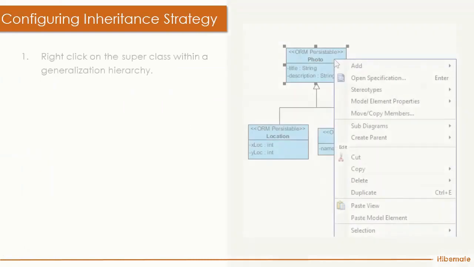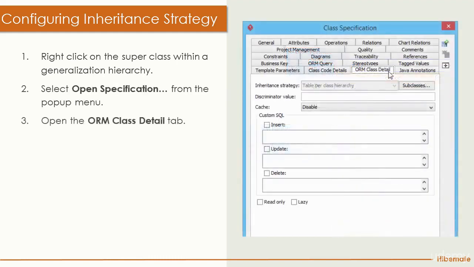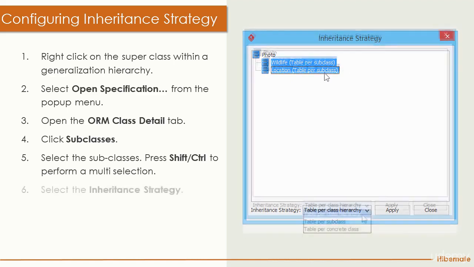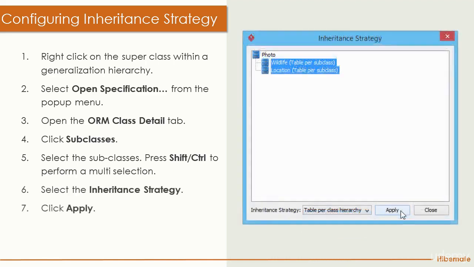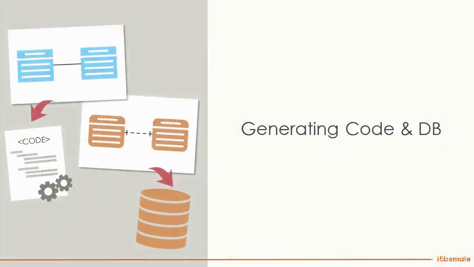To configure the strategy is easy. You just right click on the superclass, the top of the hierarchy structure, open the specification, and then go to the ORM class detail. Then click on the subclasses and select the strategy. Select the class and change the strategy to table per class hierarchy, table per subclass, or table per concrete class, and then you just apply and close the dialog, and then you're okay to exit the specification dialog box.